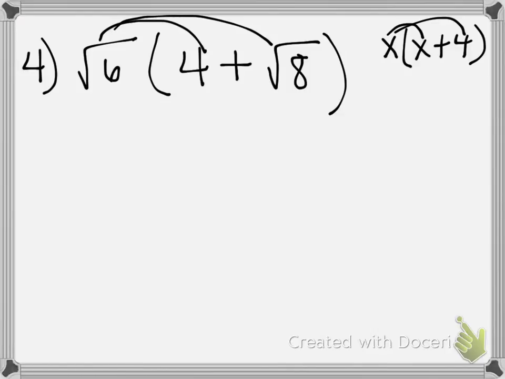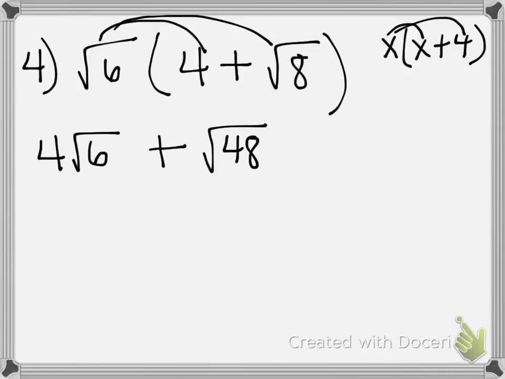So square root of 6 times 4 is just going to be 4 square root of 6. Plus, square root of 6 times square root of 8 is going to be the square root of 48. And so now, I can't simplify anything with that square root of 6 because it's just 3 and 2. Oops, that's 48. And so really, this 4 square root of 6 is just going to be what it is, 4 square root of 6.